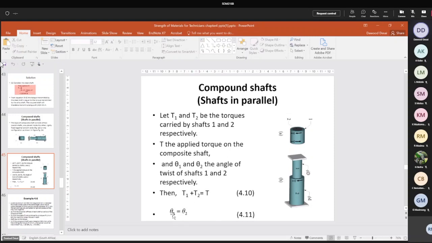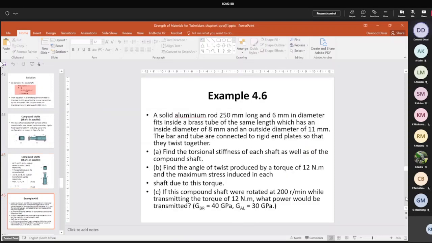The other one is your theta, the total angle of twist. In a compound shaft in parallel, one inside the other, it is the same. Like we had yesterday, the total change in length is the change in length in any section. Same thing here. And I think they're giving one question over here to explain it.